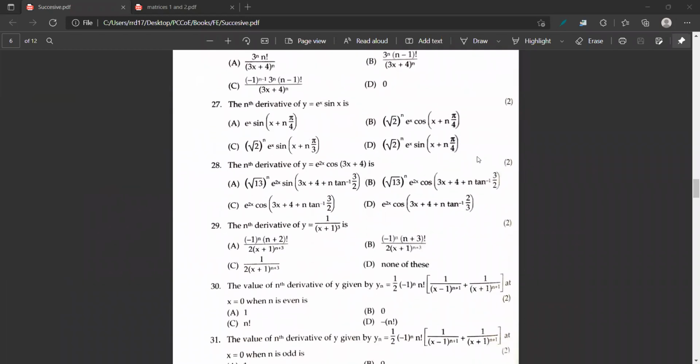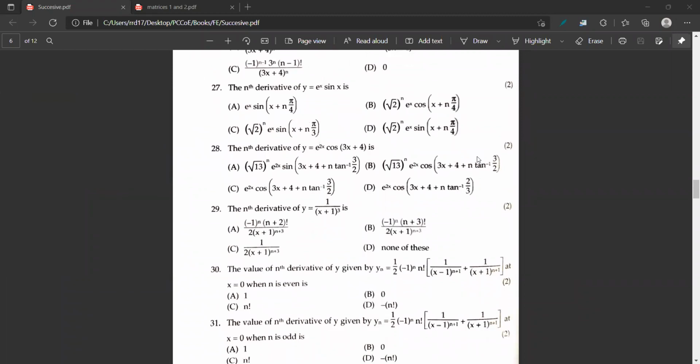Okay, so e raised to x into sine of x. I'll explain this one more time. Now look here. It is given that y is equal to e raised to x into sine of x. So firstly, I'll write down the formula. What is the formula? E raised to ax into sine of bx plus c.